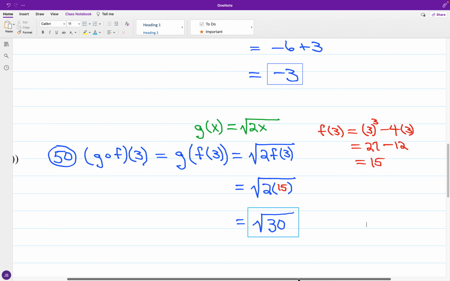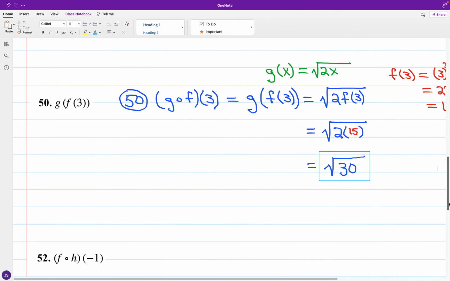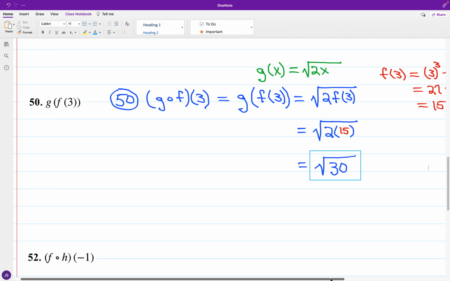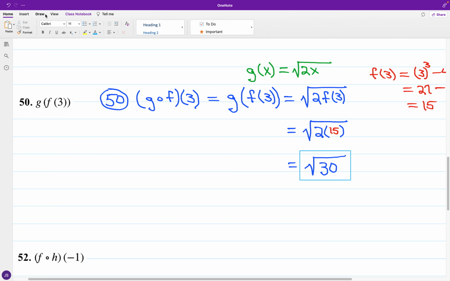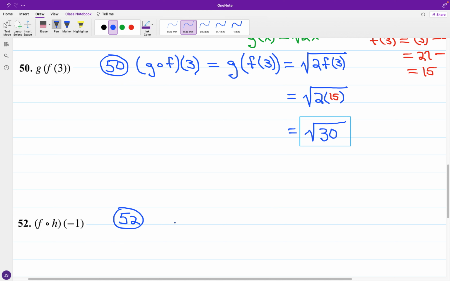All right, now this is probably going to be surprising, and perhaps even more so for what we have for number 52. I think we'll have a radical, and this one is not going to be quite so. Actually, it might be one that's farther on down, but we'll look and see what we have here. So you have f composed with h of negative 1.